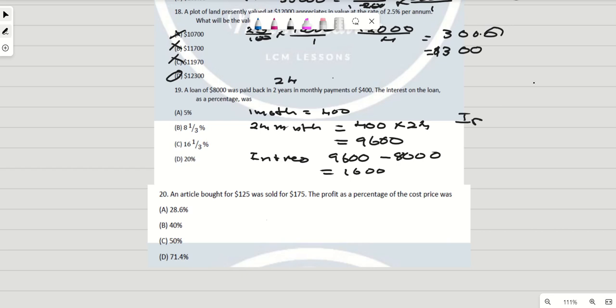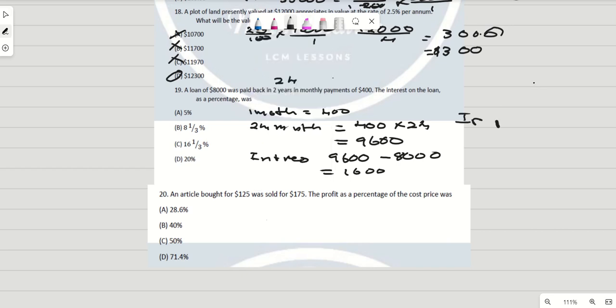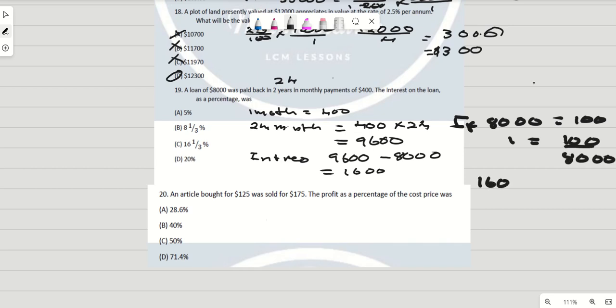So if 100% is equal to 8,000, no, we're trying to find percentage. So go back, right? If 8,000 is equal to 100%, then 1 would be 100 over 8,000. And therefore, we want to find for 1,600, that would be 100 over 8,000.